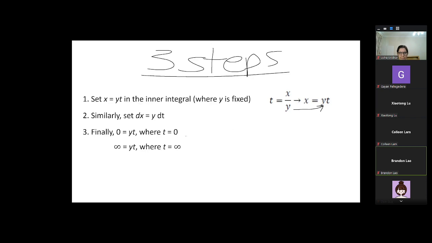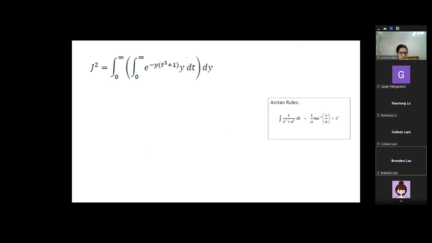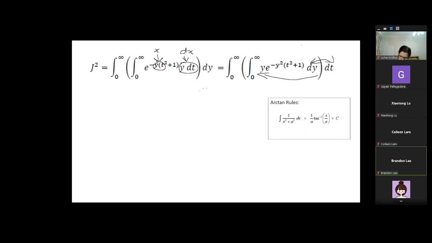Now let's substitute these steps into the integral, which becomes this, replacing dx with y dt and x with yt, which can be simplified down even further to become this, moving the y over and switching dy and dt. This interchange of integrals is justified by Fubini's theorem for improper Riemann integrals, even though e to the minus y squared doesn't have an antiderivative. This function does, and simply just becomes a constant. From here, we can iterate as such.